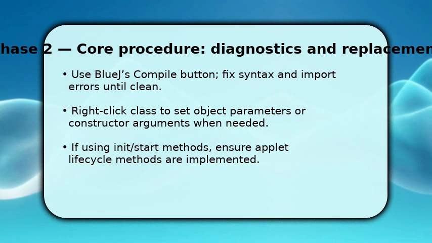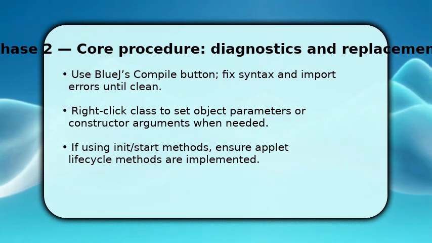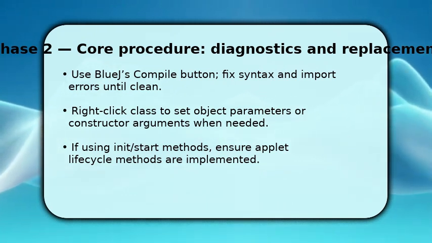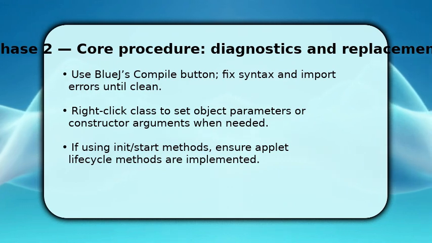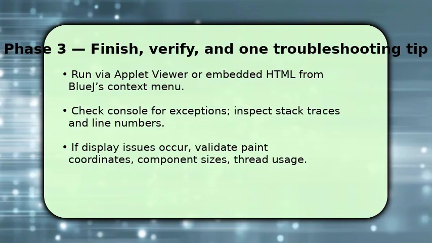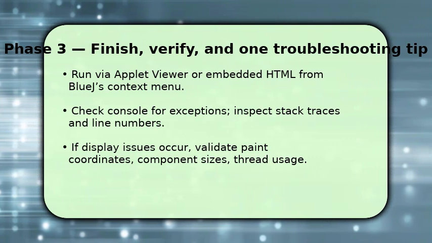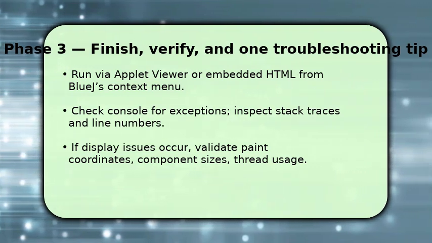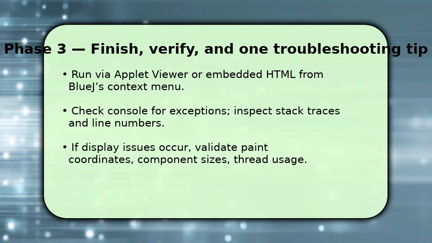Once parameters are set, run the applet viewer or an HTML wrapper. This shows how the applet initializes and paints the UI. You reach the final execution and verification step. Run the applet using Bluej's applet viewer or launch the embedded HTML.